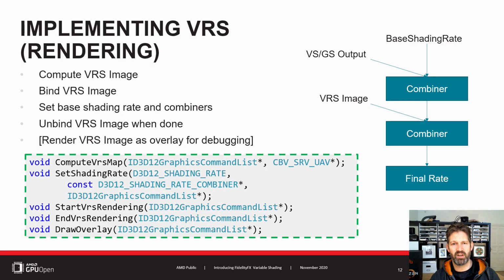Once everything is set up, a couple of steps need to be taken to actually enable VRS. FidelityFX variable shading mainly focuses on image-based VRS. For this, a compute shader needs to get executed, which writes the VRS rate image. The shader takes the previous frame's backbuffer as input and a map containing motion vectors.